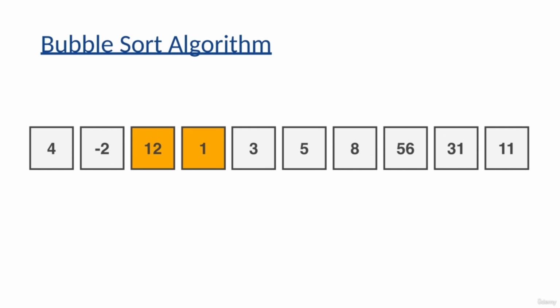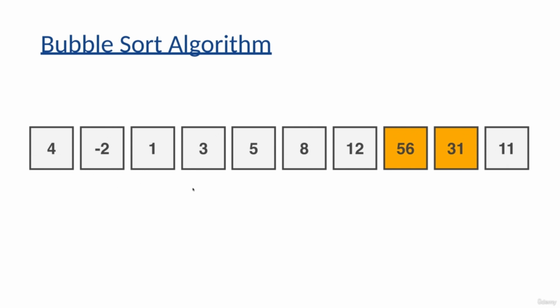12 is greater than 1, so we have to swap them. 12 is greater than 3, 12 is greater than 5, 12 is greater than 8. Then 12 is smaller than 56, so in the next iteration we are going to consider 56 and 31. So as you can see, we keep iterating through the array and we keep comparing the adjacent items.